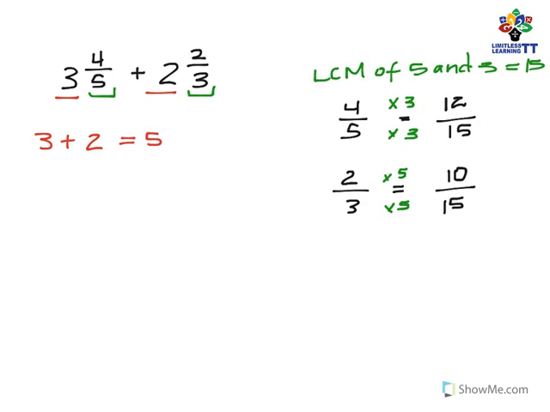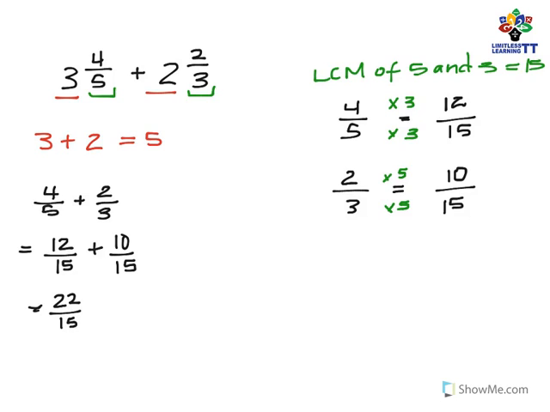Now that my 2 fractions both have the same denominator, I can easily add them together. So now I am adding 4/5 plus 2/3, and that's the same thing as me adding 12 over 15 plus 10 over 15. And so 12 over 15 plus 10 over 15 is going to give me 22 over 15, or 1 and 7 over 15.